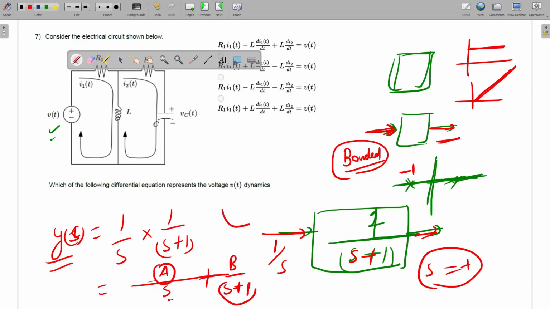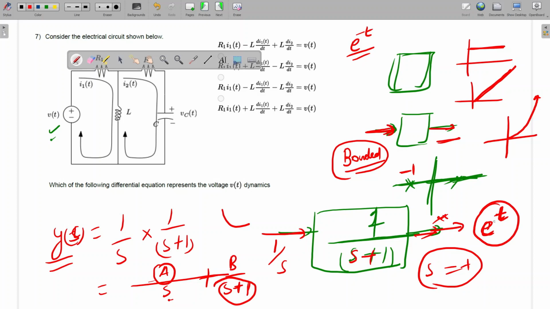1 by s plus 1, what will that be in the time domain? The time domain will be e to the power minus t. But if the pole is on the right hand side, then it will be e to the power t, which means exponential rise, and if we increase the time, that will go to infinity. So if the pole is on the right hand side, the output for a bounded input will not be bounded. That's why our system will be unstable. It will go to infinity.